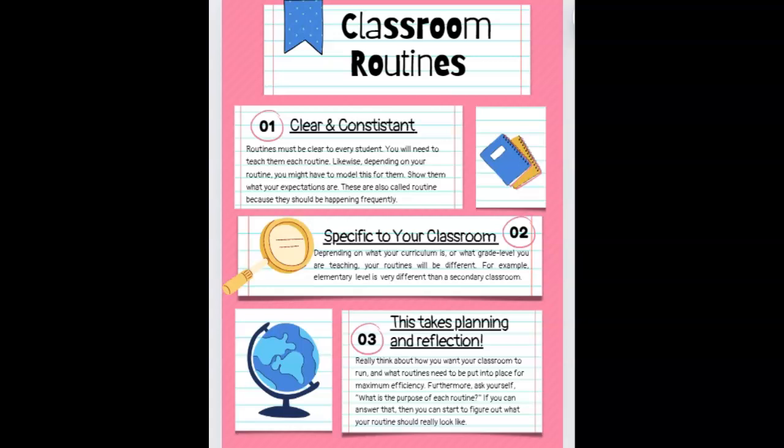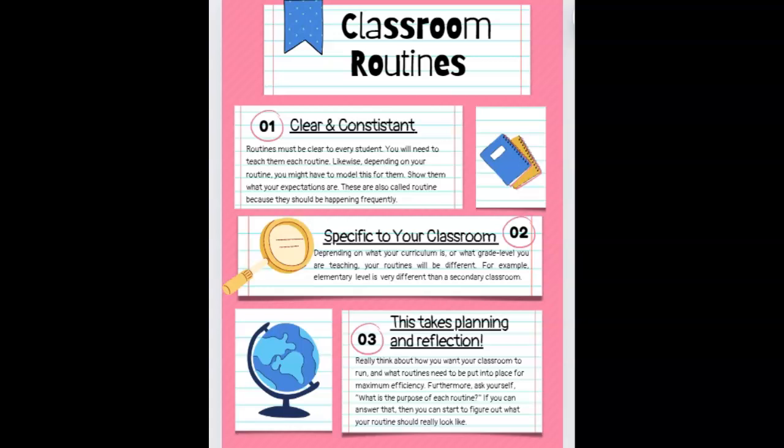The second thing to think about is that these are specific to your classroom. There are several routines that I might put in place because I am a middle school English teacher versus if I was a first grade teacher or even teaching high school. And also with the grade level that I teach, there are going to be different routines for elementary versus secondary just because of the nature of those two grade levels. So these are specific to your classroom.